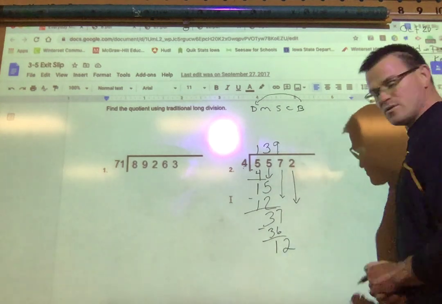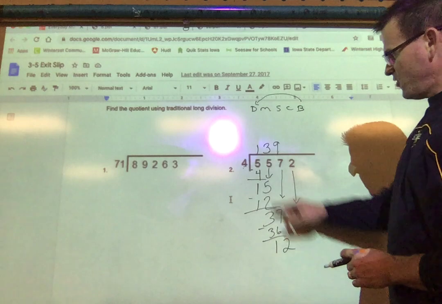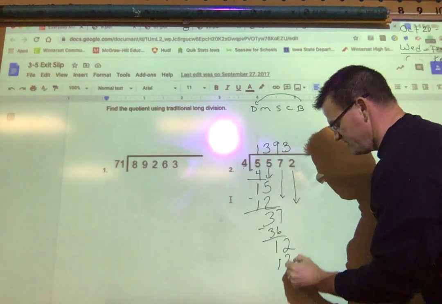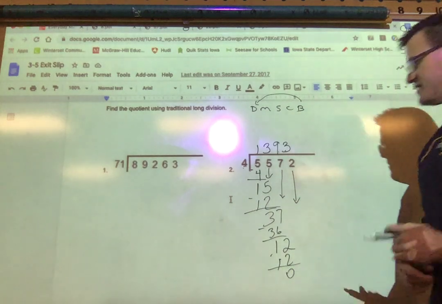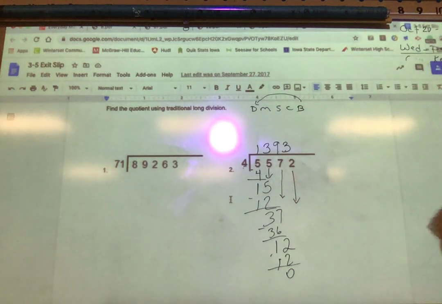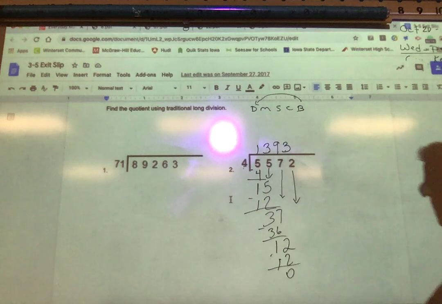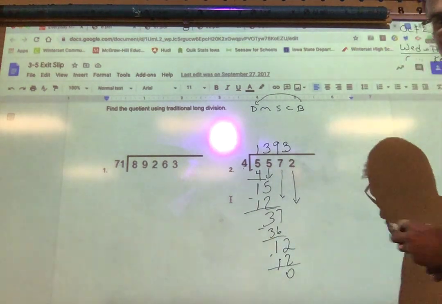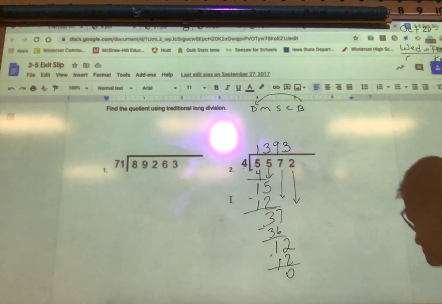And it looks like this one's going to work out. How many groups of 4 can I get out of 12? I can get 3, because 4 times 3 is 12. Subtract, I get nothing left. So this one came out as 1,393. Didn't need to add a decimal and a 0 and keep going. That's what you do if we have decimals. Didn't need to there.